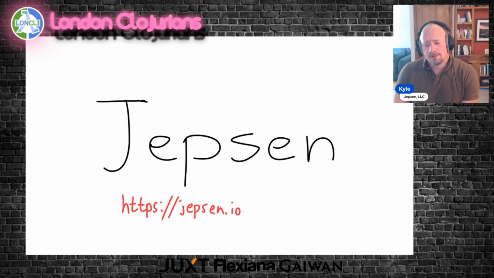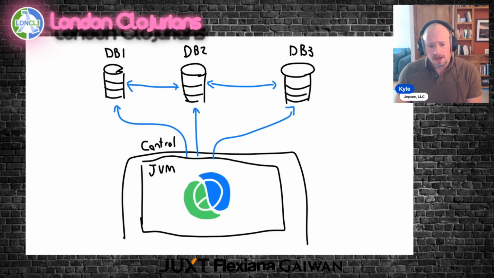So I want to introduce a little bit of stuff about Jepsen first, just so you understand why these optimizations exist, and then we'll get into the fun part. As I mentioned, Jepsen is a single JVM program. It's just a Clojure binary. It talks to a bunch of database nodes, and it SSHs to them and performs operations on them, and then observes the results.